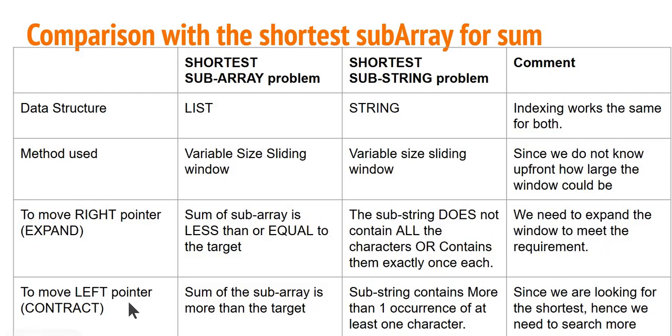On the other hand, to contract the window, we will move the left pointer as before. This happens when the sum of the subarray is more than the target. So I've gone more. I need to contract the window to see if I can find a shorter one. The equivalent here would be that, yes, I did find a substring, but that contains more than one occurrence of each character, right? So at least one character. So in this case, let's look for a shorter one. And the way we do that is moving the left pointer. So very, very similar.